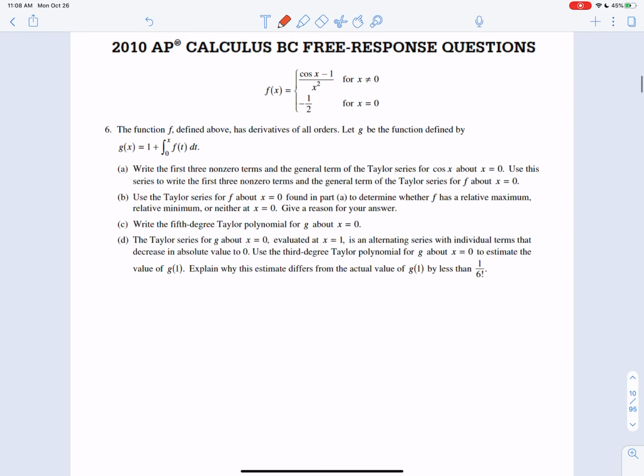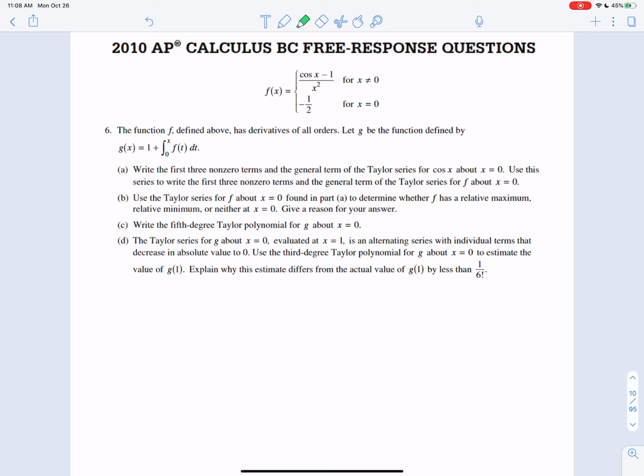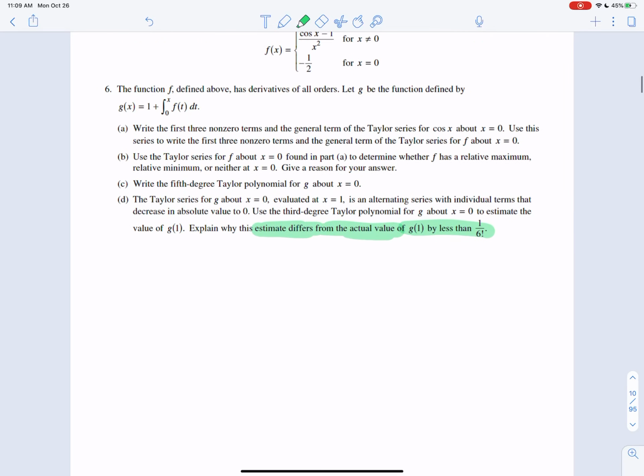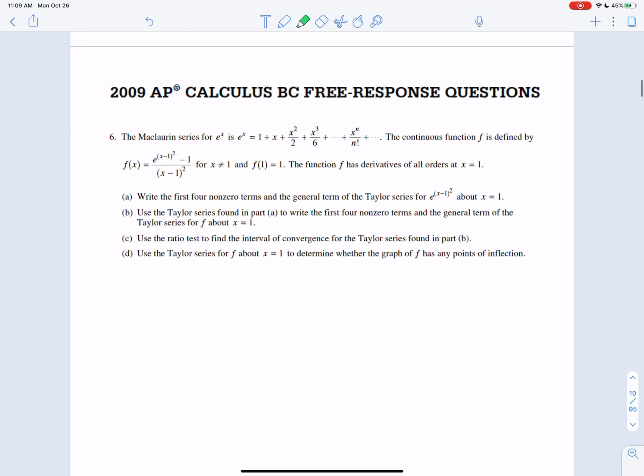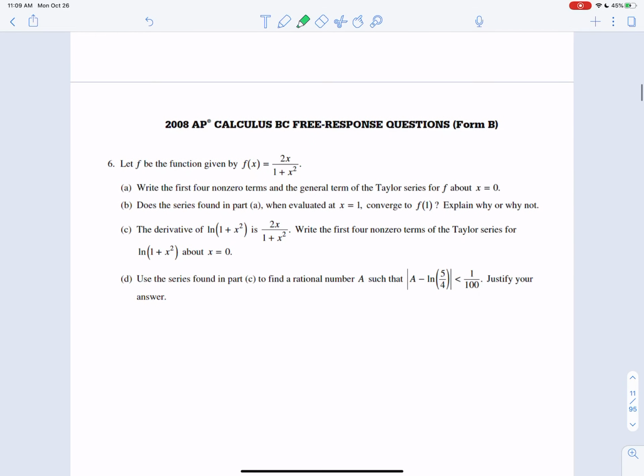Let's keep going. 2010. Okay, is in part D. Explain why this estimate differs from the actual. Estimate differs from the actual. So estimate minus the actual. So that right there is another form of error bound, okay? 2009. Not present here, okay? 2008.